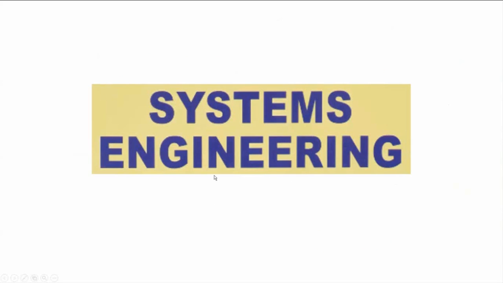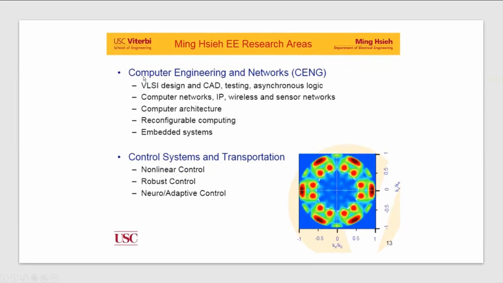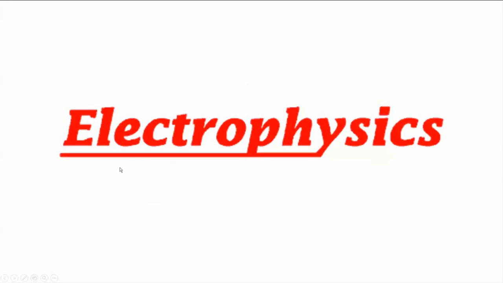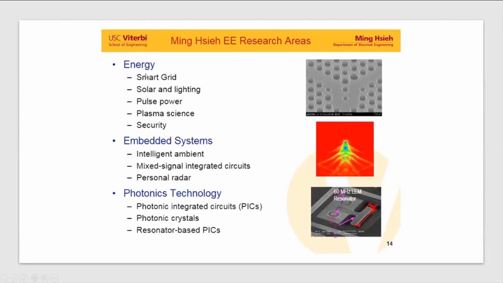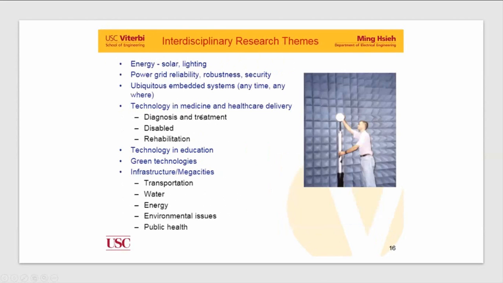First, let's look at system engineering. I picked the University of Southern California as an example. In the system, we have signal and image processing, communication sciences, computer engineering, and control system, 4 major subfields. In electrophysics, we have energy, embedded system. Usually these are IC technology, integrated circuit technology, photonics technology, quantum engineering, biomedical interfaces, RF antennas. MEMS deals with the sensor, actuator, resonator, and also many interdisciplinary research themes.